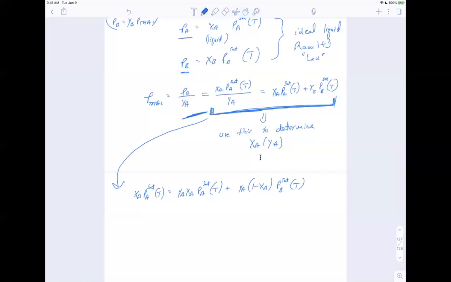And now I can just multiply everything out. So xA times PA sat, which is what I have on the left, is equal to yA xA PA sat. And here, if I multiply through the 1 minus xA, I'm going to have PB sat times yA. And then I'm going to have a minus yA xA times PB sat. This is all algebra at this point, nothing fancy.